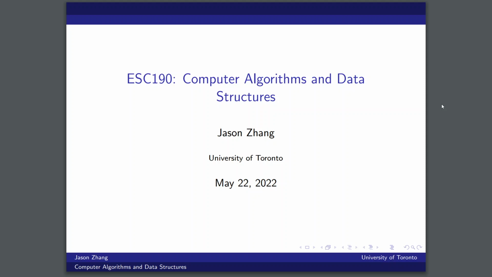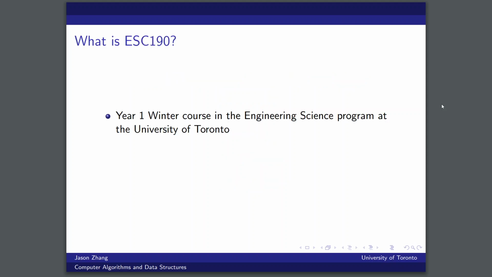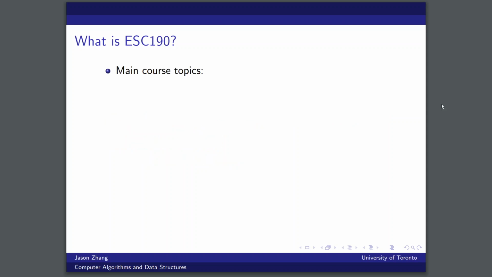But today we'll go back to one of my first year classes and I'm going to talk about ESC190, computer algorithms and data structures. So ESC190 is a course I took in my winter term of first year, and at the time the instructor was Professor Michael Guerzhoy. So as the name of this course would suggest, it was very heavy in programming. So we did most of the programming in C, but we also used Python.